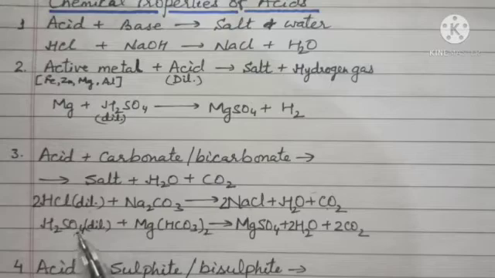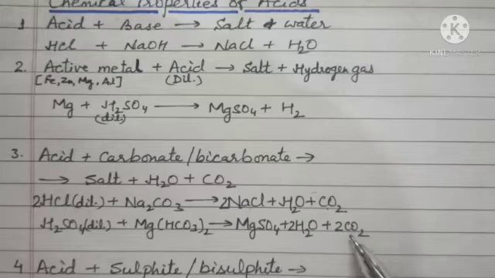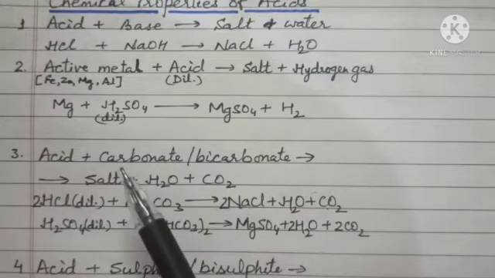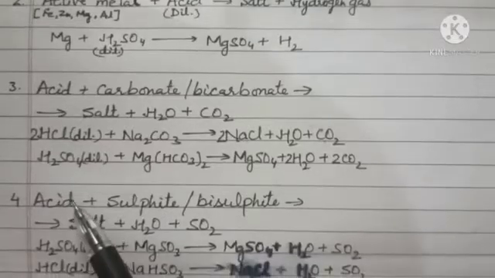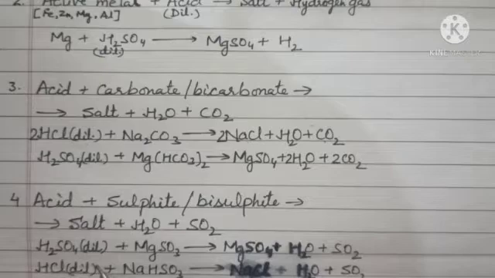If in place of dilute hydrochloric acid, dilute sulfuric acid reacts with magnesium bicarbonate or any other bicarbonate, it always gives salt, that is what? Magnesium sulfate, then water and carbon dioxide gas. Right? So when acids react with carbonates or bicarbonates, they always give salt, water and carbon dioxide gas. Now next, and all these are properties of dilute acids.